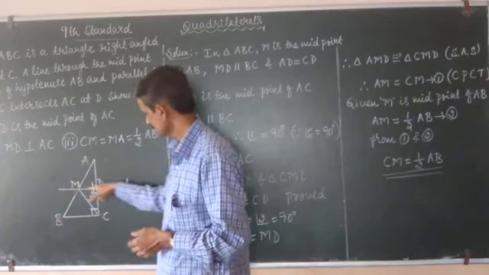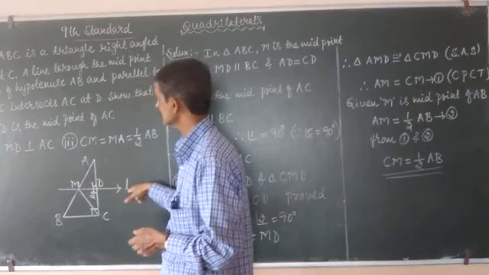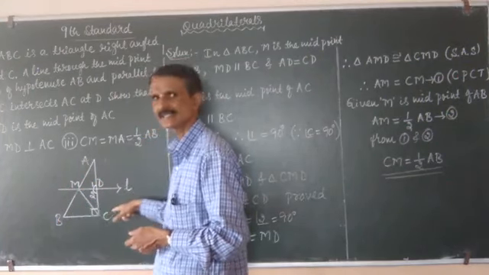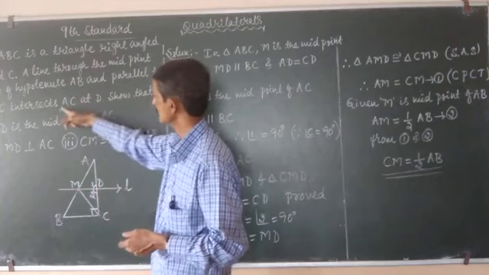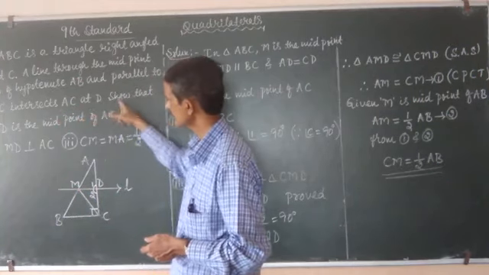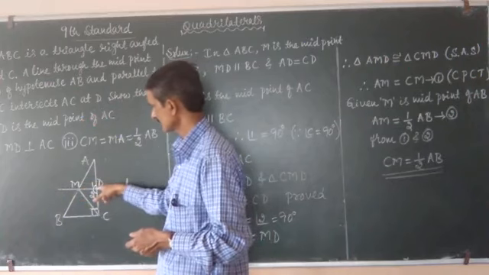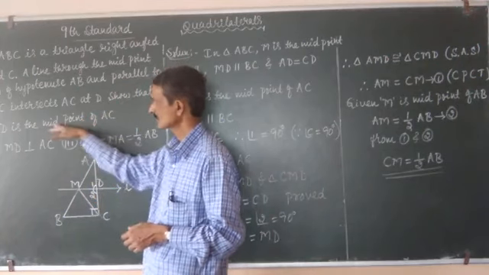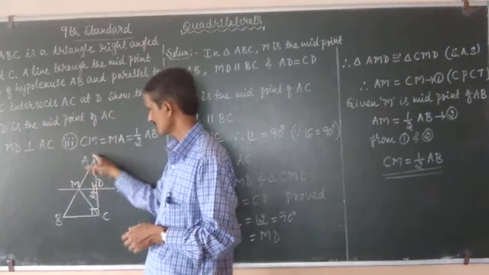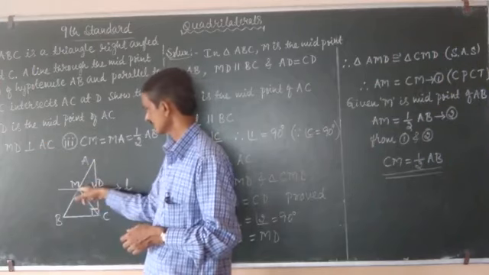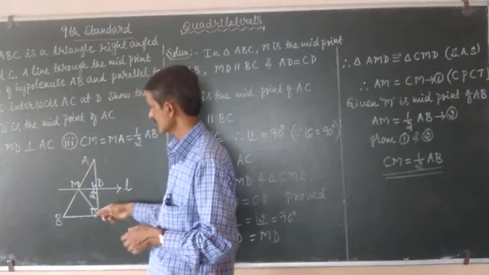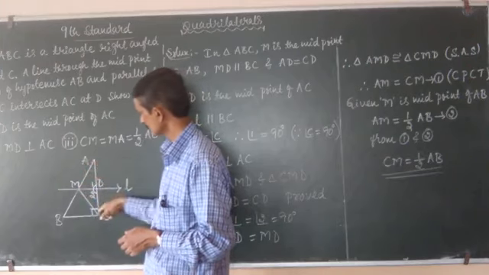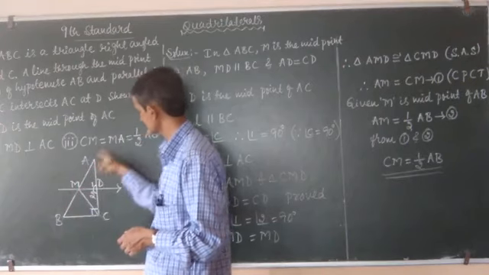If you draw the line segment L, this line segment is parallel to BC and intersects AC at D. Then we have to prove that D is the midpoint of AC, and MD is perpendicular to AC. Then CM is equal to AM, and this length is half of AB.